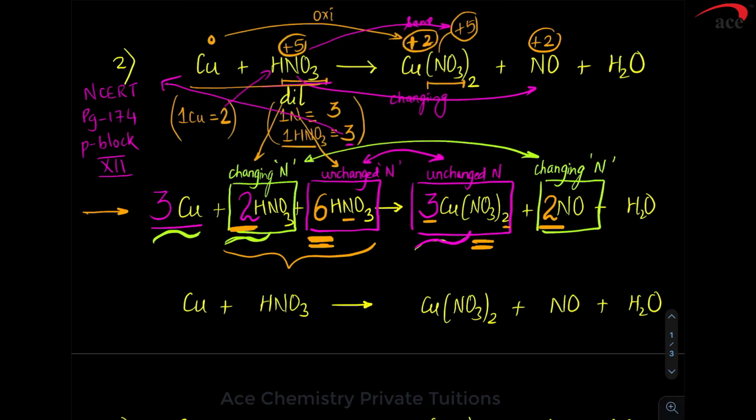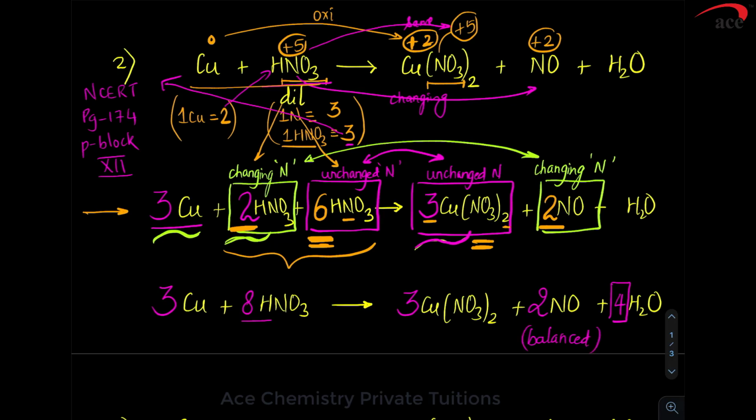So what is the final balancing? Final balancing will be 3 here and 8 here. And already we got the number here 3 and we already got the number here 2. Only the number which is left is with water, which can be easily done based on hydrogen. 8 hydrogen, so there should be 8 hydrogen. And if you check, you'll realize this reaction is balanced.